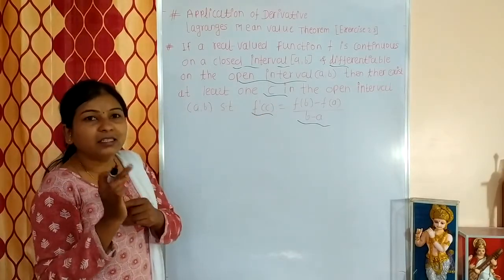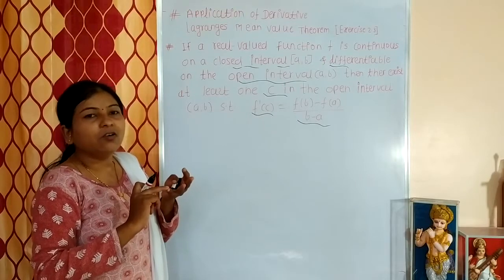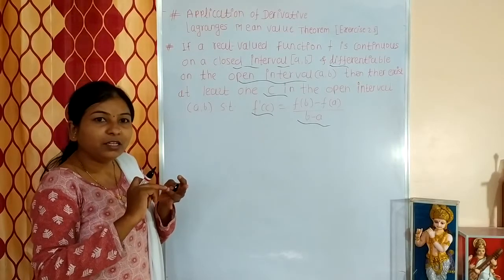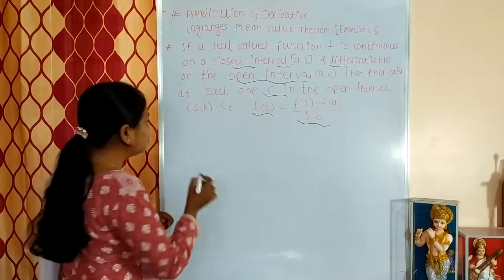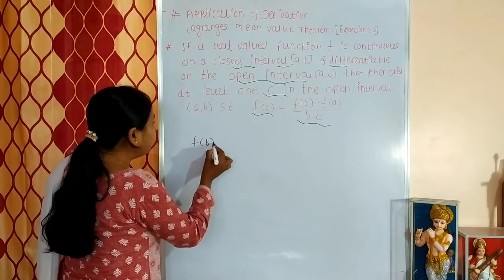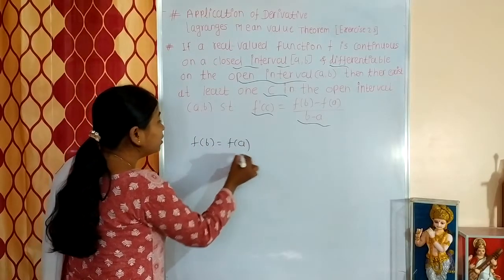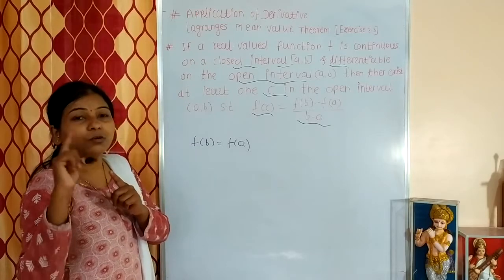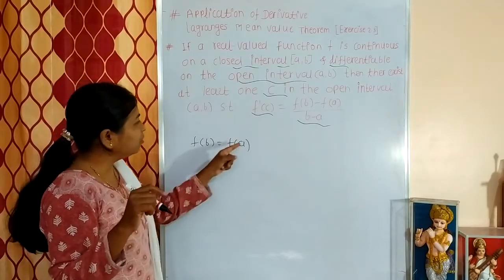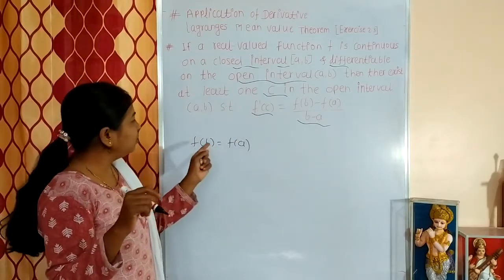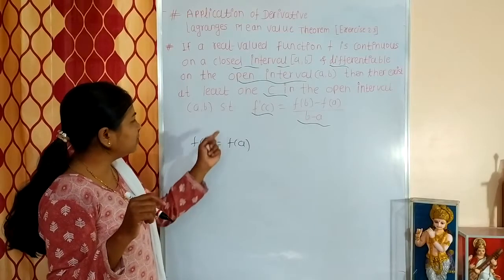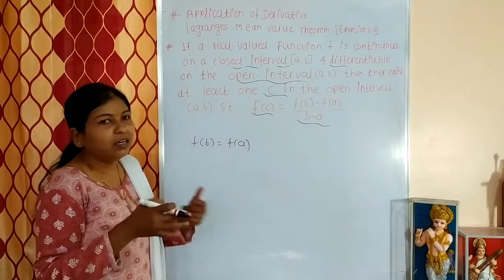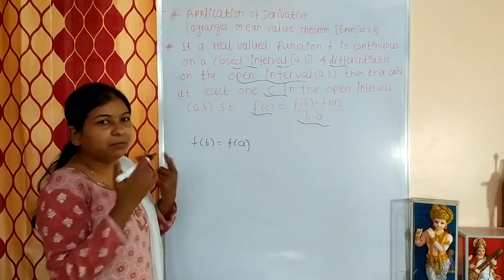उस थ्योरम में क्या स्टेट था? f of x कंटिन्यूअस है क्लोज इंटरवल पे, डिफरेंशिएबल है ओपन इंटरवल पे, एंड थर्ड कंडीशन इज आल्सो देयर, दैट इज दिस वैल्यू ऑफ f of b is equal to f of a. So here the third condition of Rolle's theorem, that f of a is equal to f of b, does not exist. Whether f of a and f of b are equal or different does not matter. They may be equal, they may be different.